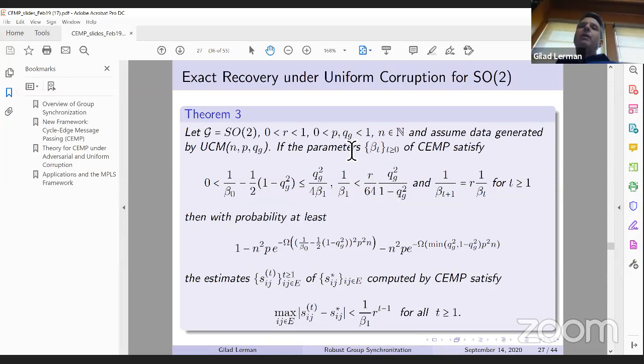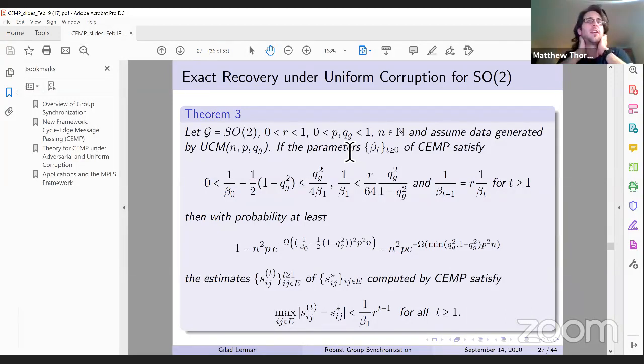Right. As you can see, QG can have any value between 0 and 1. It will just affect our probability estimates. You will need a very, very large N to make it work. But in theory, we can work with any fraction for this particular model.